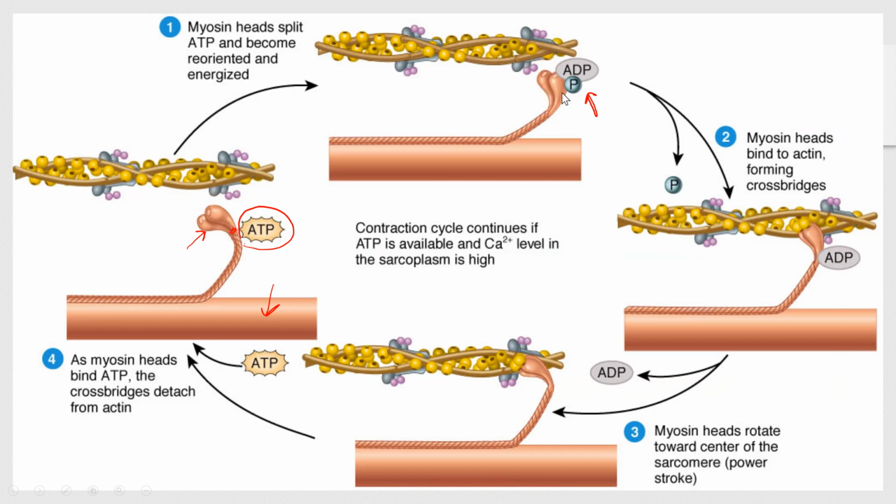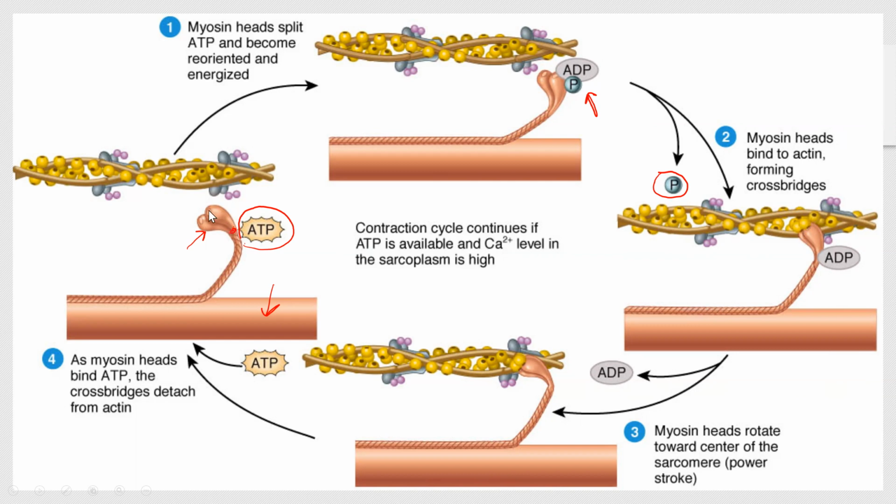And other things need to happen. Actually, the myosin needs to let the phosphate group go. So it loses phosphate. And when it loses phosphate, it connects to actin. So we call it cross bridge. So formation of cross bridge.